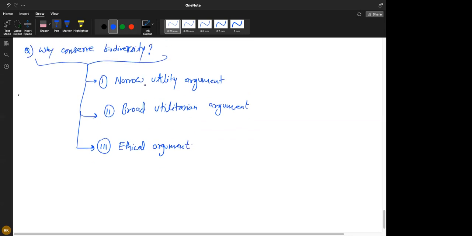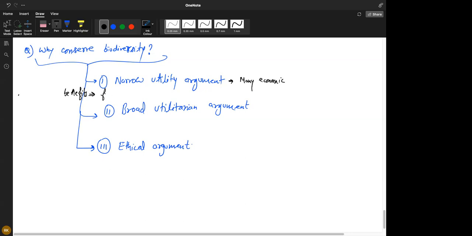Now, what are these three arguments to conserve biodiversity? The narrow utility argument says that you need to conserve biodiversity because, as this point was raised, maybe our economy depends on it. Then the question is how? Tell me, how do you think our economy depends on it? So you can say that there are many economic benefits that humanity has from nature. Direct economic benefits that we have. And what are those benefits about?